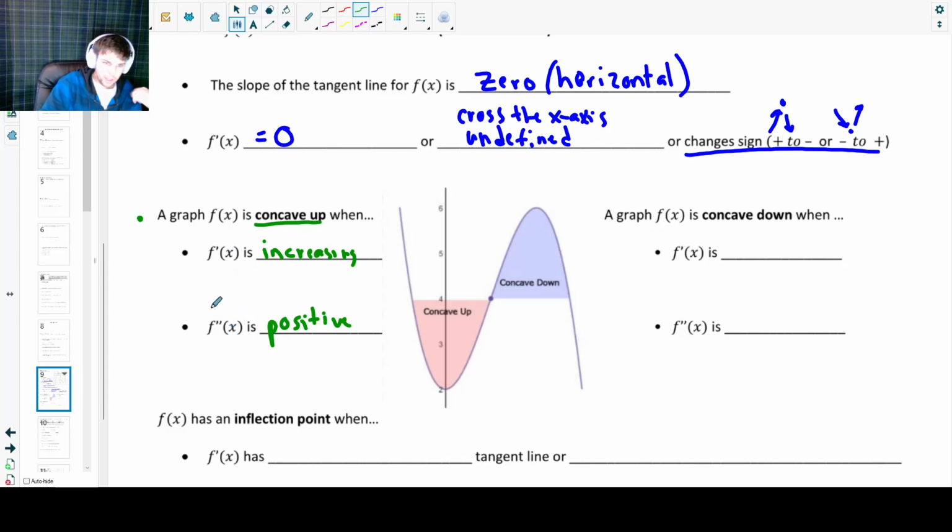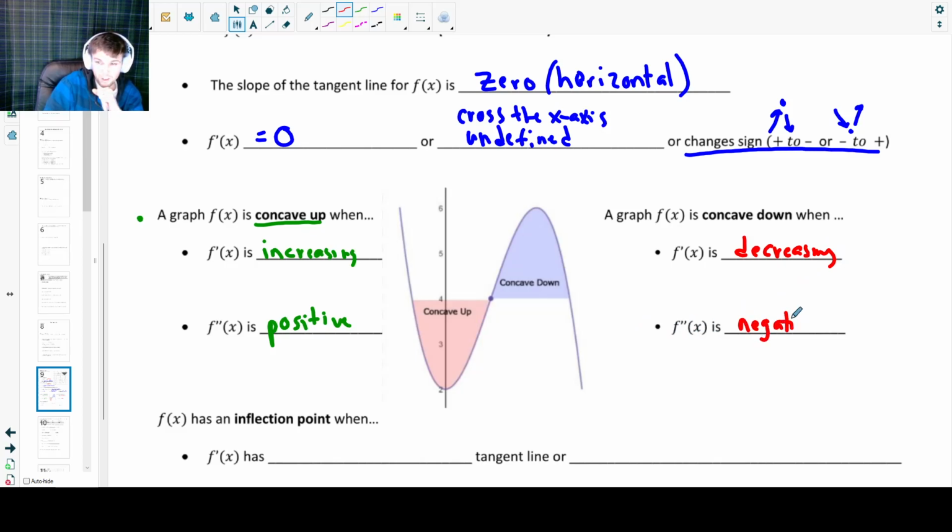So if the first derivative is increasing, that means the second derivative is positive, because that's the rate of change of the first one, right? It's increasing, it's going up. And then a graph f of x is concave down when f prime, the first derivative, is decreasing, or when the second derivative, f double prime, is negative.